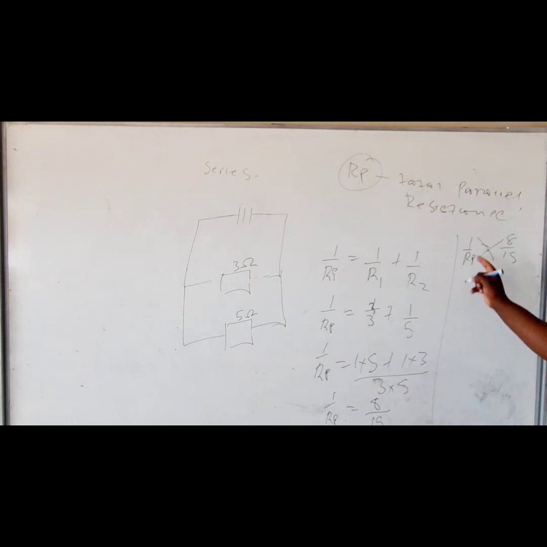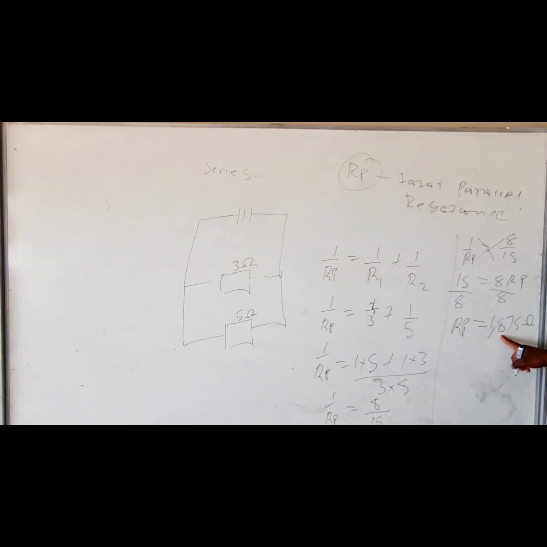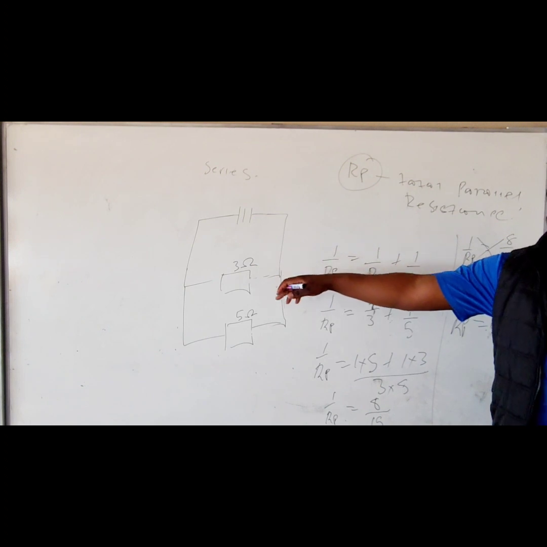We cross multiply. Then 1 multiplied by 15, 15, 8 multiplied by RP. Then if we want to get RP, we divide by 8. Then RP is equal to 15 divided by 8, which will give us 1.875 ohms. So this RP is the total parallel resistor. It means the total resistance in this circuit. It is about 1.88 ohms. That is the total resistance in this circuit.